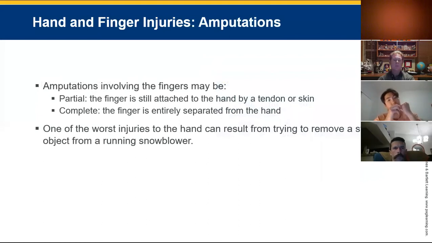Amputations. What's our main concern with an amputation? Bleeding. Okay. So what's the normal function of the body? How does it protect itself with an amputation? What's the first thing it's going to do? Shunt.